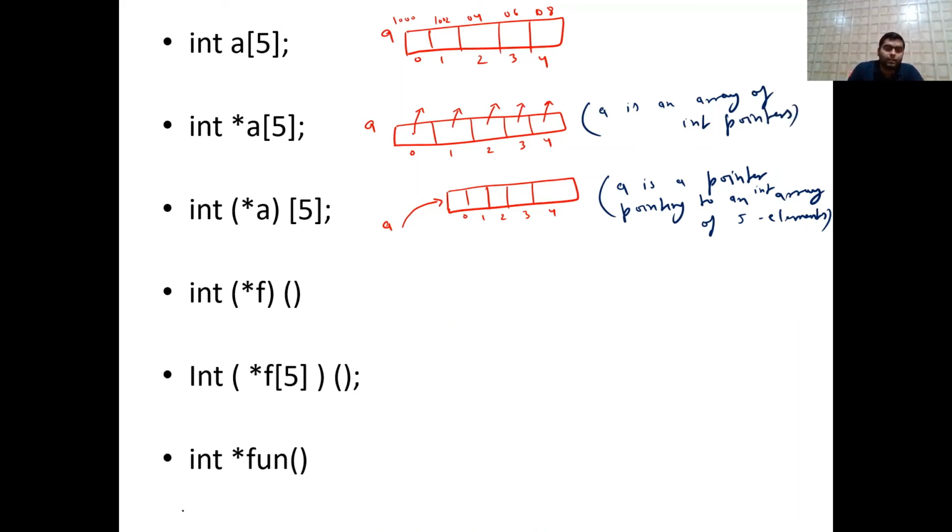Now come to the third one. So what is the third one? It is also a very simple case. This is f. So f is a pointer pointing to a function. Let me write it also. In this case f is a pointer pointing to a function.